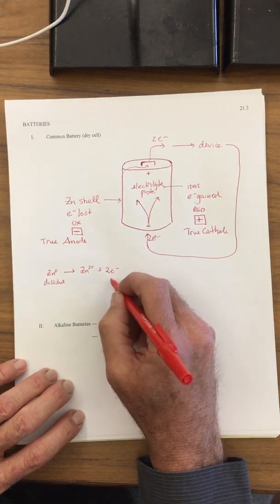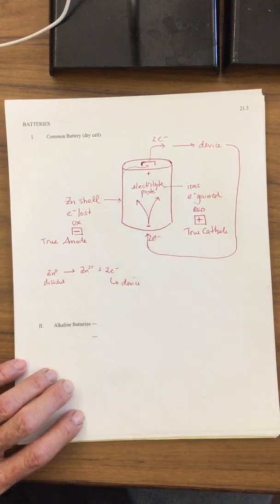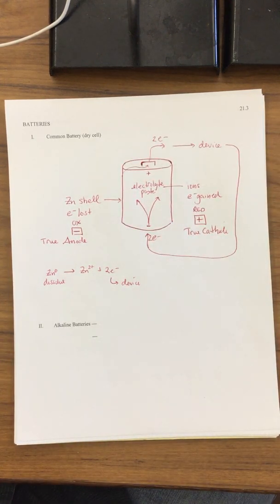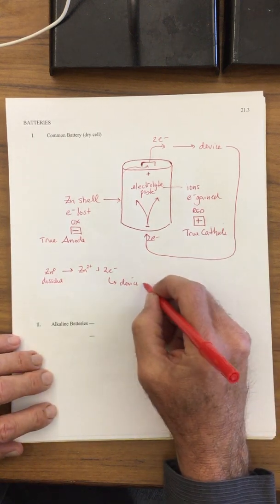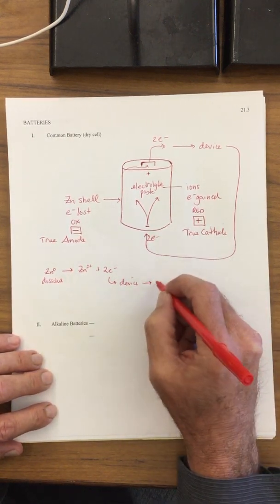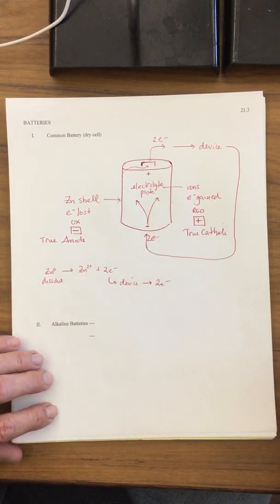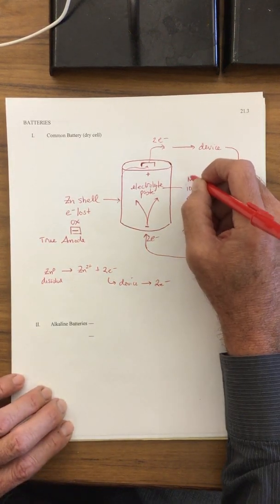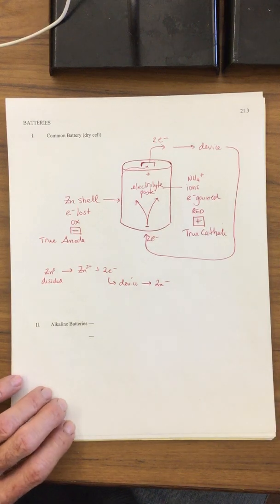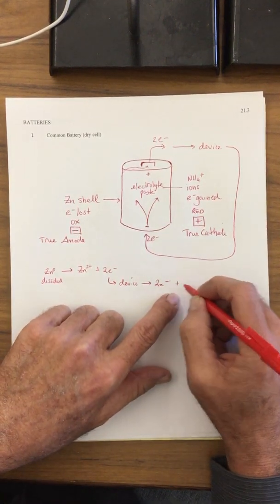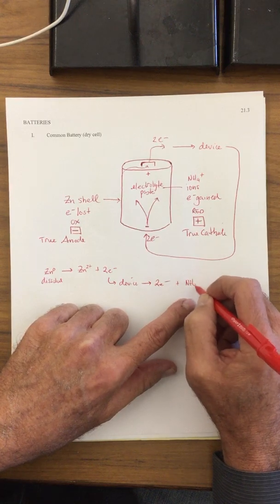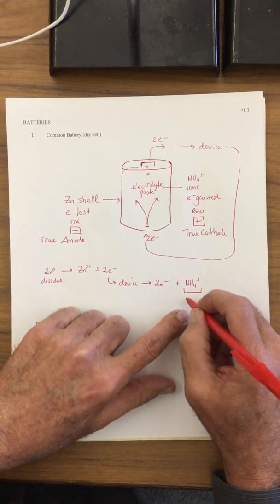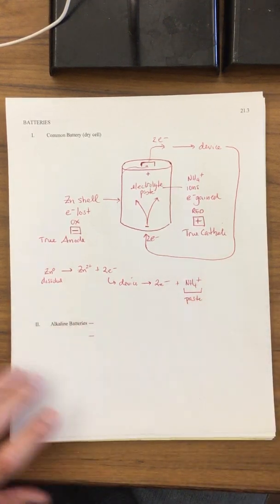These electrons then go into the device to be used. There's a force behind them, there's a push behind them that's going to actually power your device. So after that, the 2 electrons are going to return. So here's the return. And one of the ions is going to be ammonium, NH4+ ions. This is the paste. This is the catcher, and it's a positive ion. And this is what is filling up the paste.